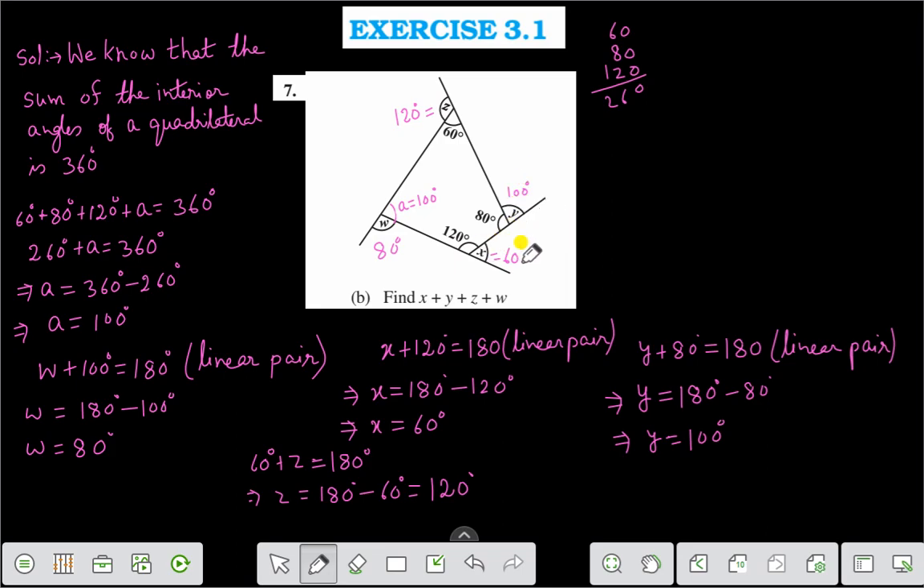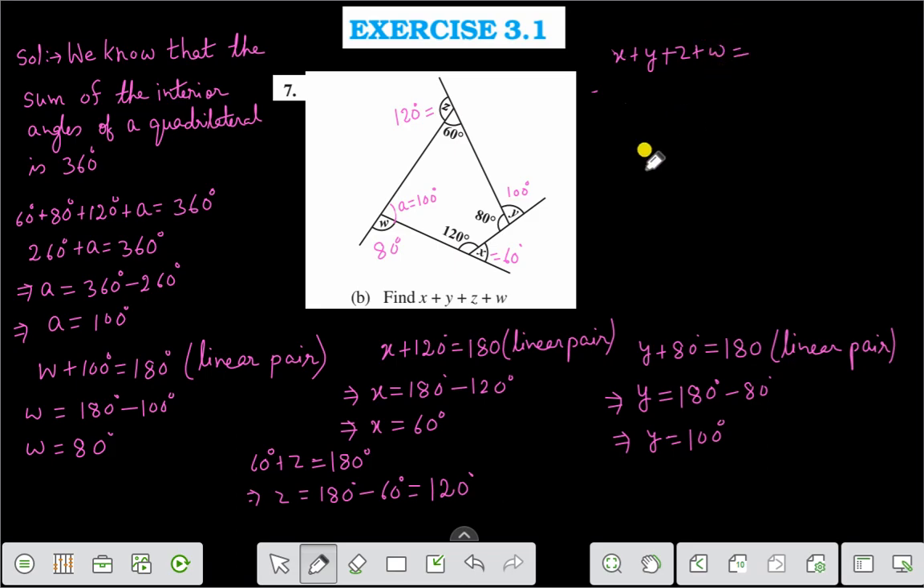Value of y is 100 degrees. Value of x is 60 degrees. Value of w is 80 degrees. Right? Now we'll find the value of x plus y plus z plus w.